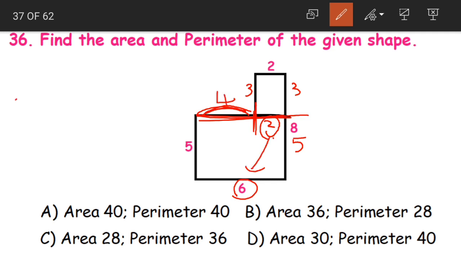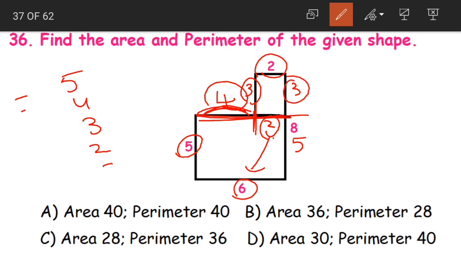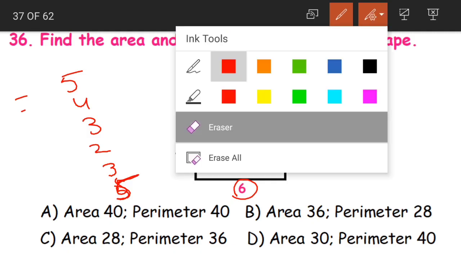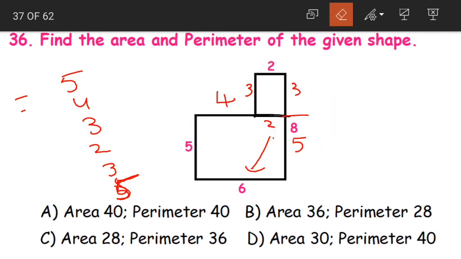Now we've got the length of all sides that are on the boundary. So let us find out the perimeter. 5 plus 4 plus 3 plus 2 plus 3 plus 5. See children, you have to take 3 and 5 separately, or you can take 8 directly. Don't take 3 plus 5 plus 8. Understood? It is either 3 plus 5 or 8. Don't take double. And lastly 6.